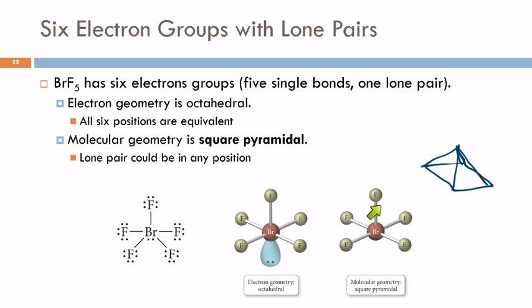What would these bond angles be? 90. Maybe squished a little bit because of the lone pair repulsion, but it's not a big deal. Does the lone pair have to be down here? No. It's 90 degrees everywhere. They're equivalent. The trigonal pyramid is the only one where you have two different kinds of positions. The others, they're all equivalent.